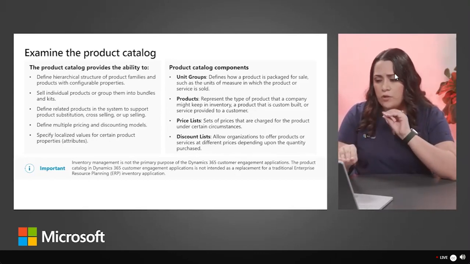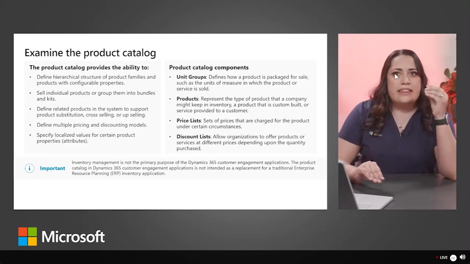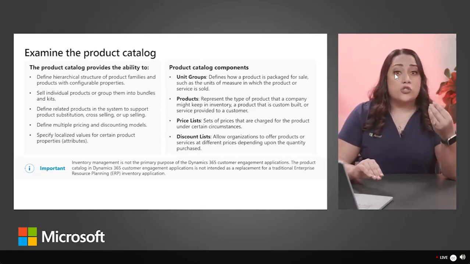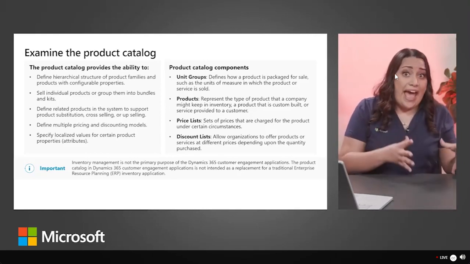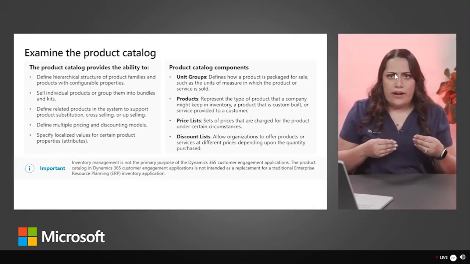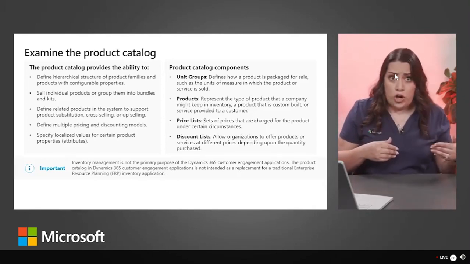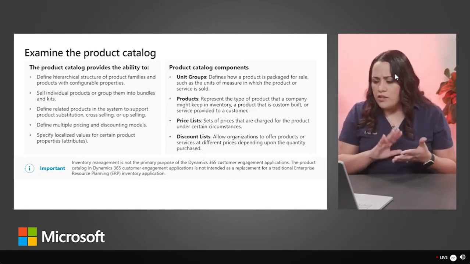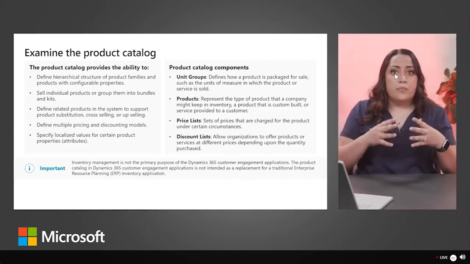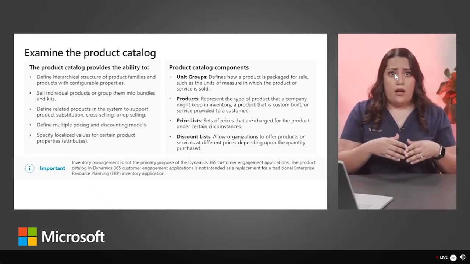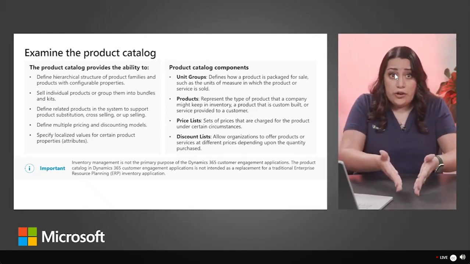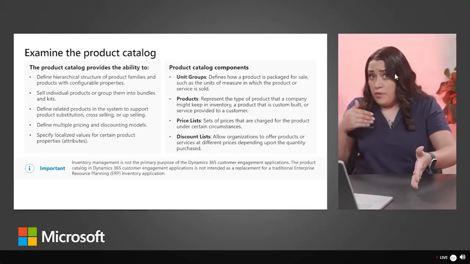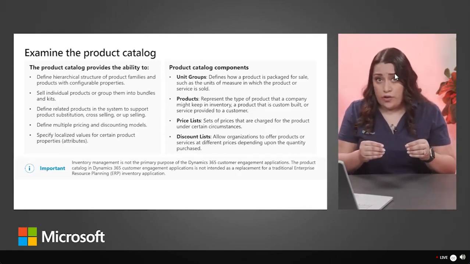So why don't we go ahead and start with the unit groups first. This is how the product is sold. Are you selling the products as a pack, as a pair, or is it a service? Are you charging by the hour, the month, or annually? Next, what we have is the products themselves. This is what you are selling to your customer. And the price list is how you charge for the products.